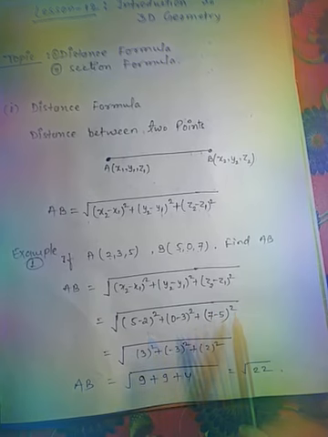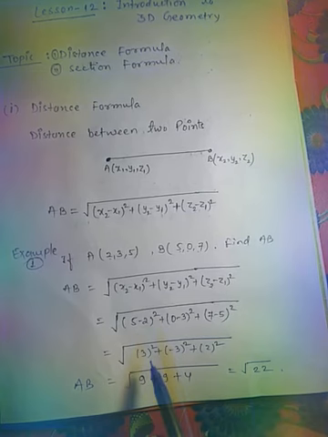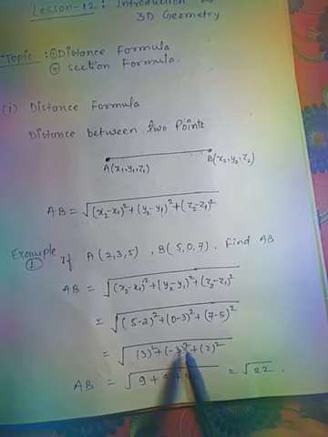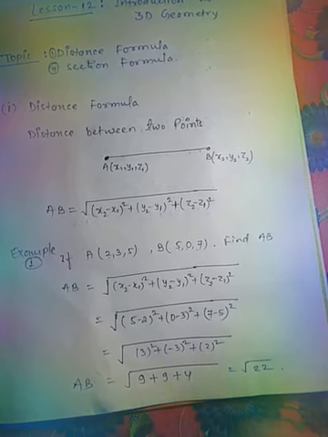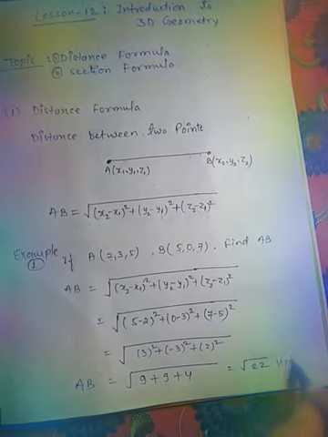whole square. 5 minus 2 is 3, so 3 whole square is 9, plus (minus 3) whole square which is 9, and 2 square is 4. So AB is root 22 units.